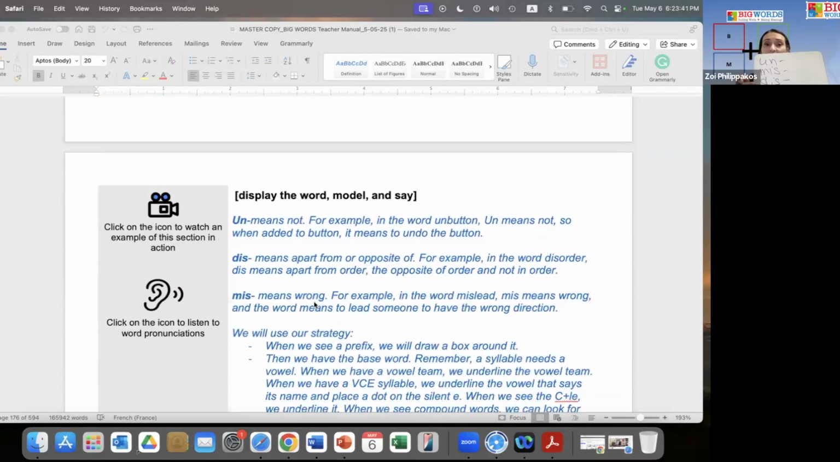Un means not. For example, in the word unbutton, un means not. So when added to button, it means to undo the button, not to button. Dis means apart from or opposite of. For example, in the word disorder, dis means apart from order, the opposite of order, not in order. And listen how I said it, disorder, but I spelled it d-i-s because I know it's a prefix, dis.